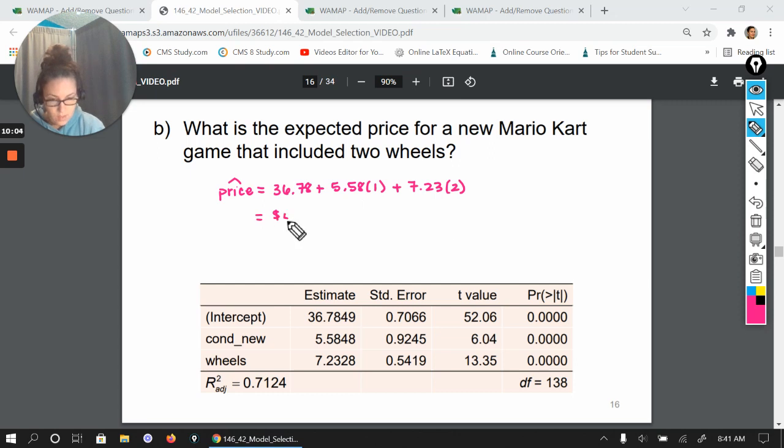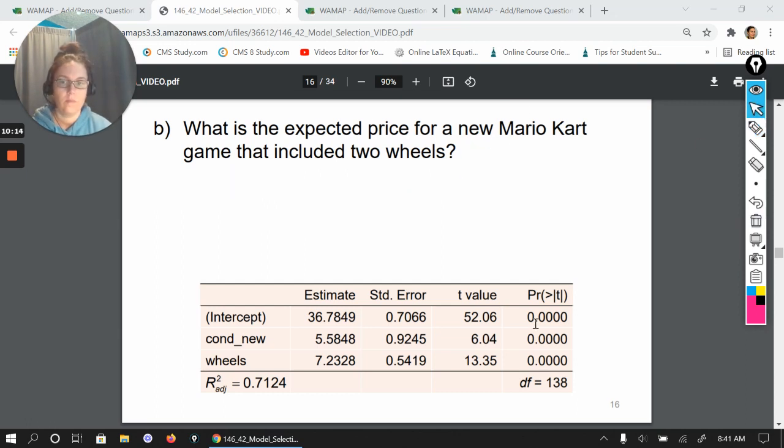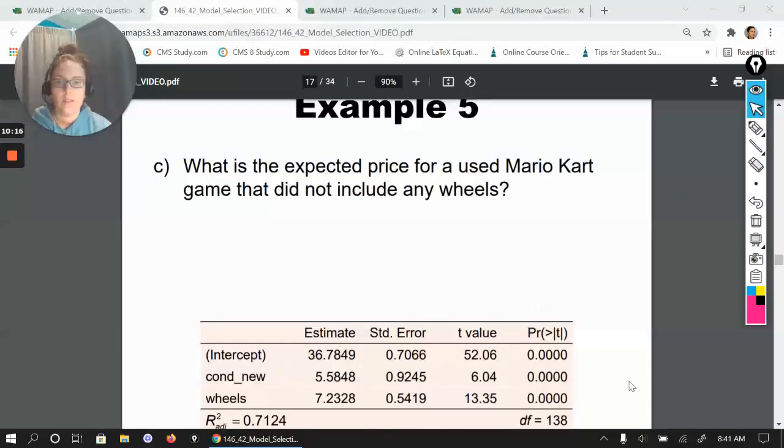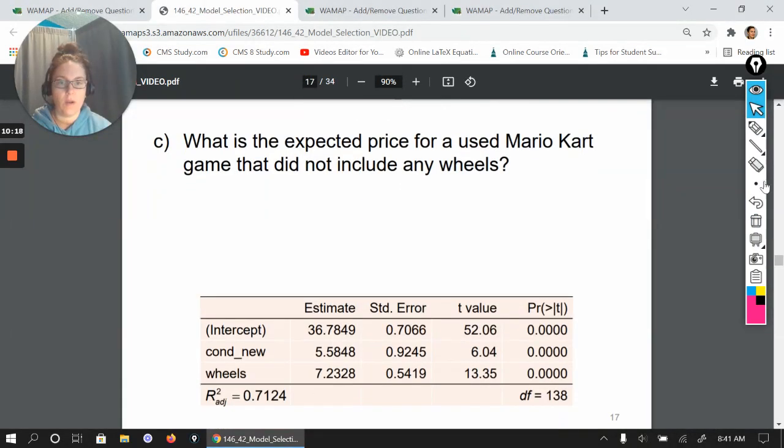Part C. What is the expected price for a used Mario Kart game that did not include any wheels? So the expected price would equal 36.78 plus 5.58 times 0 because it's used, plus 7.23 times 0 because of no wheels. So this would equal $36.78.